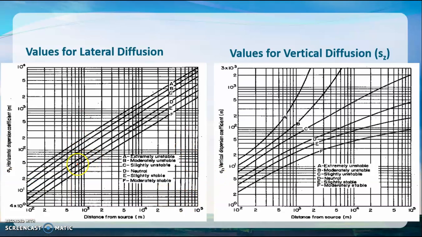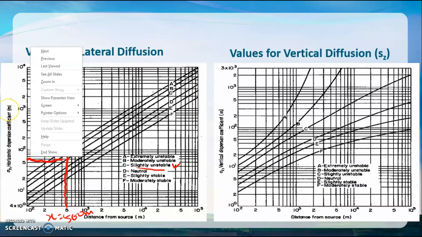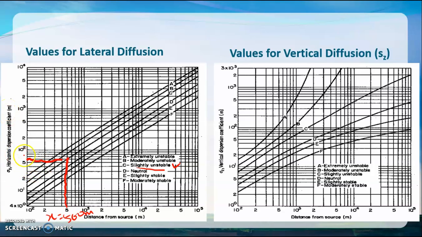Okay, if you look here, for example, say that your x is actually 500 meter, so you choose here and then you extrapolate somewhere. Let's say you choose the unstable, so you choose this line C. Go to line C. Okay, this is C. And then you determine your sigma y from there. So this is your sigma y. Similar goes for sigma z. So this is your 500 going to C.